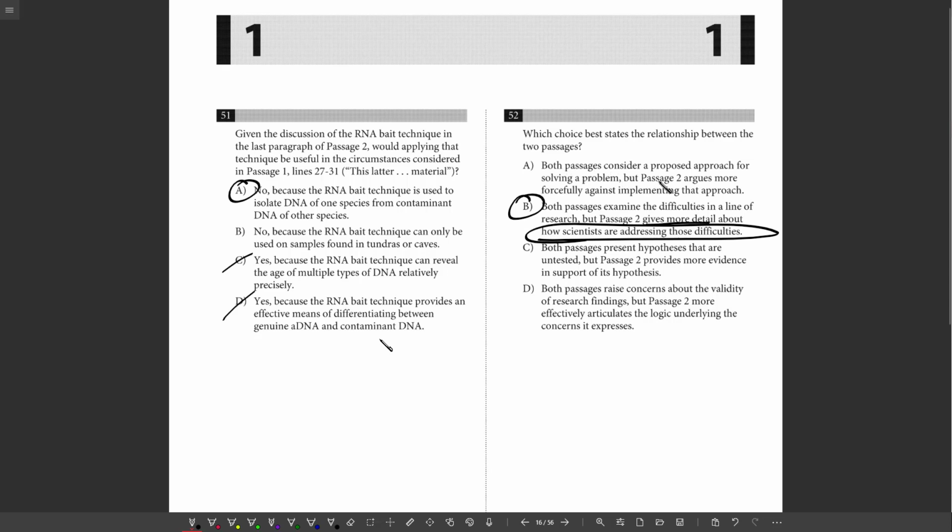I wouldn't say that both passages consider a proposed approach for solving a problem. Passage 1 is really just laying out the problem. Both passages present hypotheses that are untested. We don't see hypotheses being discussed here. It's just talking about technology and what can be done and what can't be done. And I don't think passages are raising concerns about the validity of research findings. And I don't think 2 effectively articulates the logic underlying the concerns. This is just not what's mentioned. It's talking about a problem and how that problem might be solved, and 2 goes into more detail about some breakthroughs that could solve that problem. And so B captures what's going on in those passages.